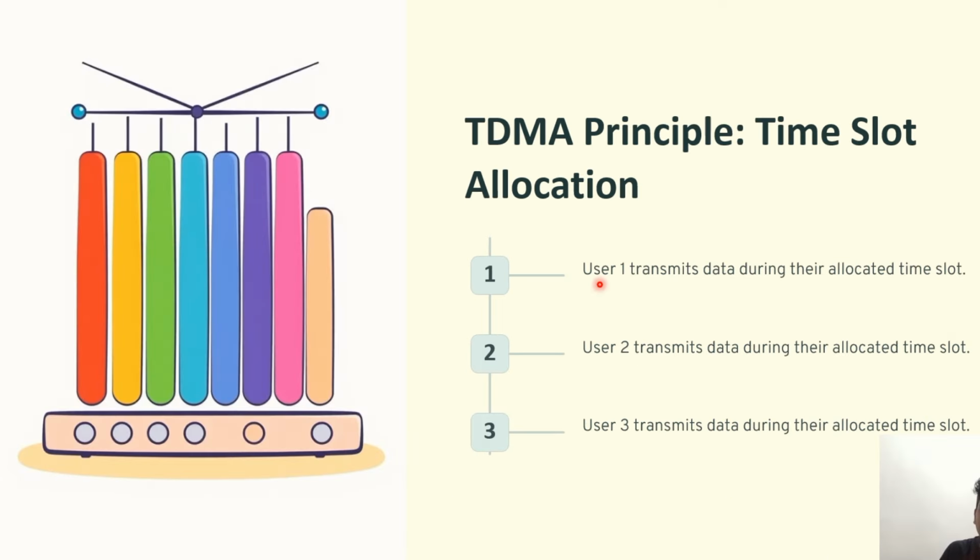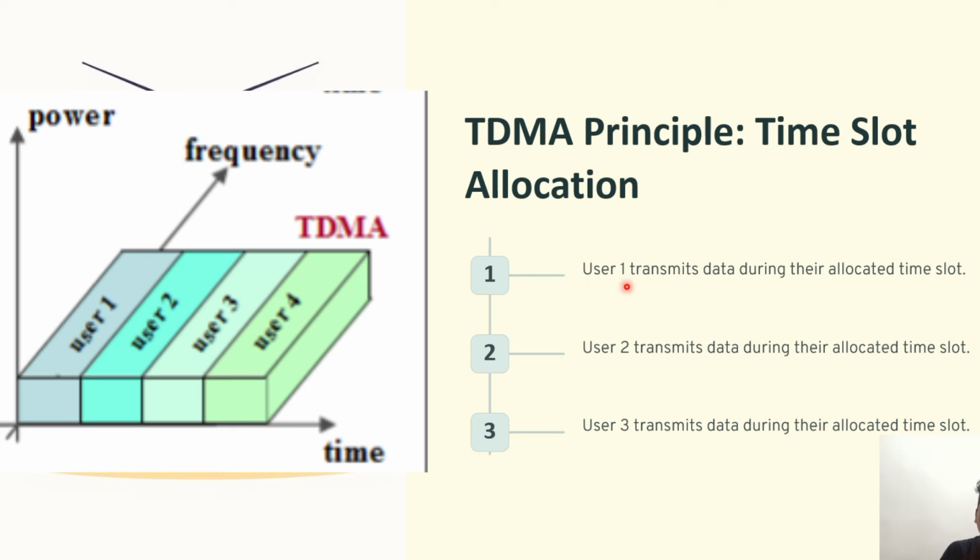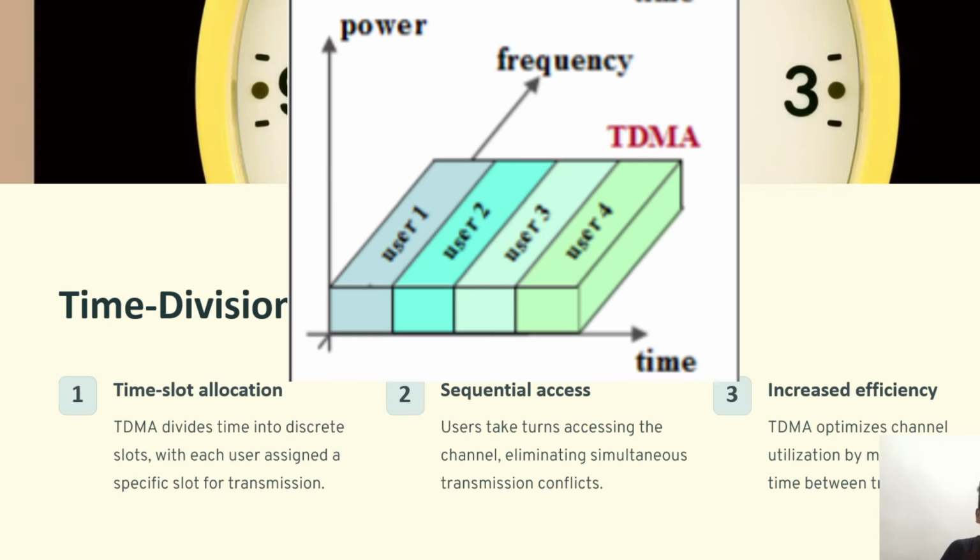This is the working principle. User 1 transmits data during their time slot, and user 2 and user 3 transmit data on their respective time slots only. It divides the total time into discrete slots and each user is assigned a specific slot. It takes turns for the users to access the channel, thereby eliminating simultaneous transmission conflicts between them.